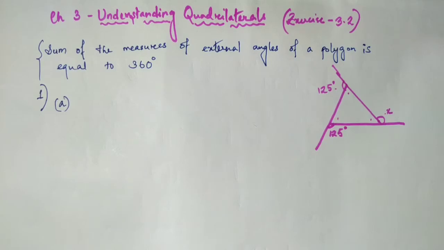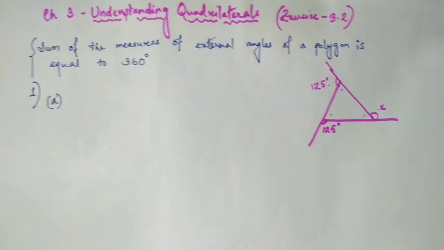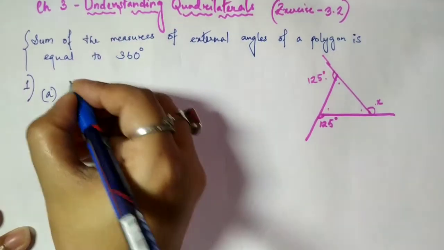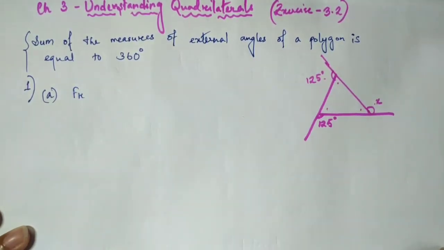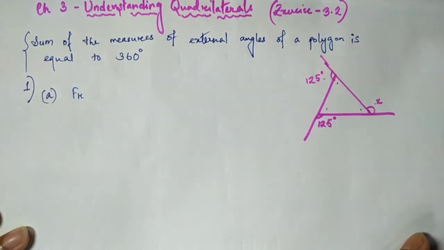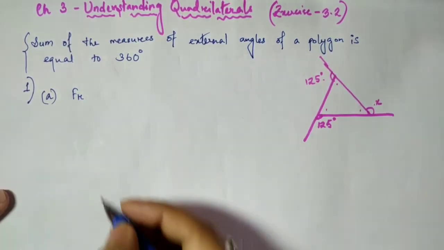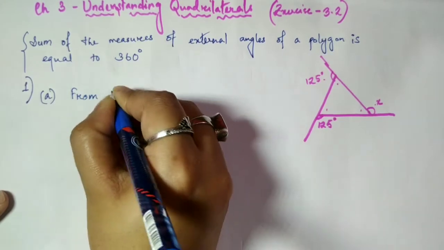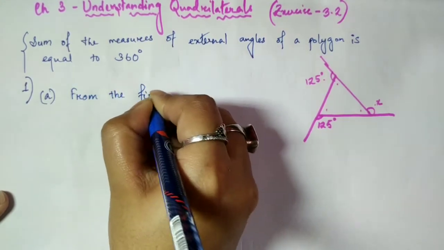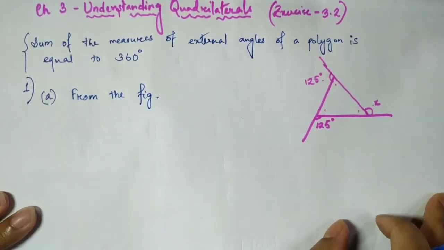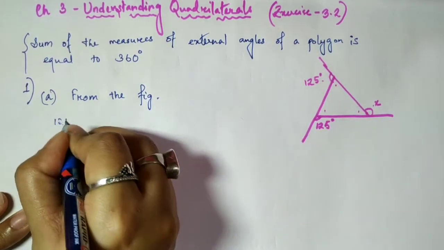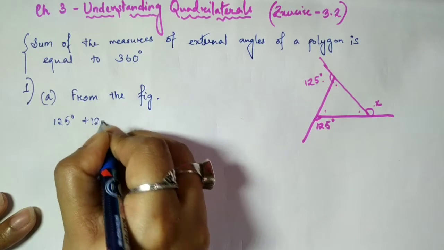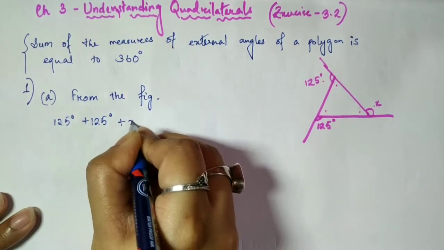So how do we do the sum now? Let's go to the solution part. We'll use the figure. The name of the polygon is not given, so you might write let ABCD be a triangle, and mark it yourself, but we can do it directly. From the figure, what we can see is this plus this plus this, that is 125 degrees plus 125 degrees plus x is equal to 360 degrees.